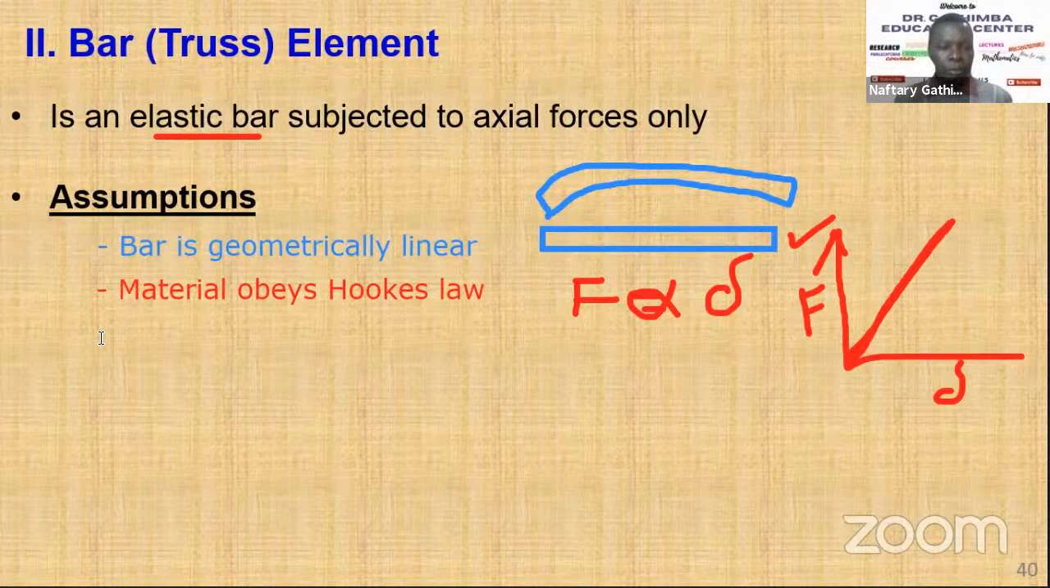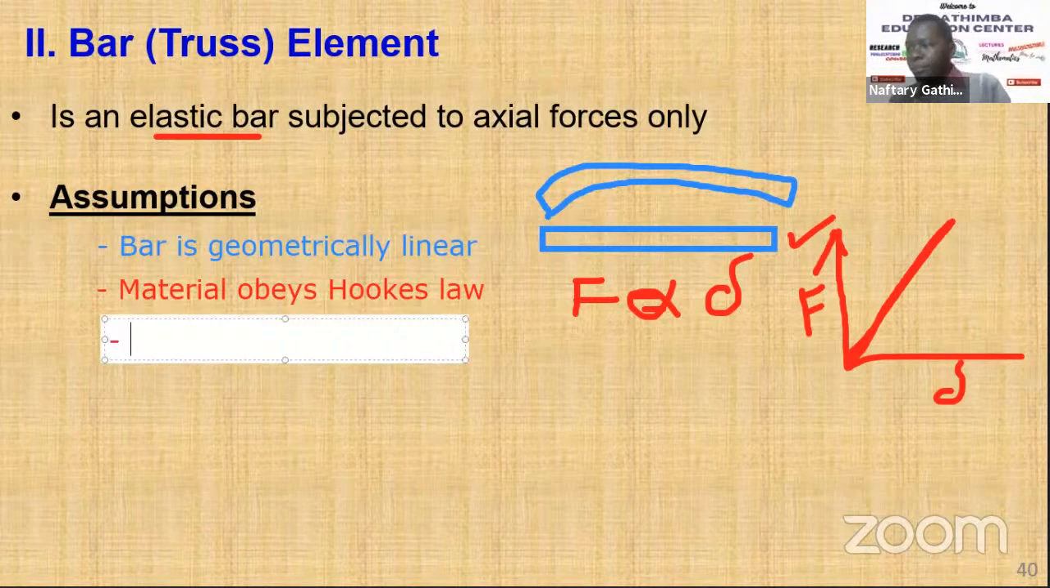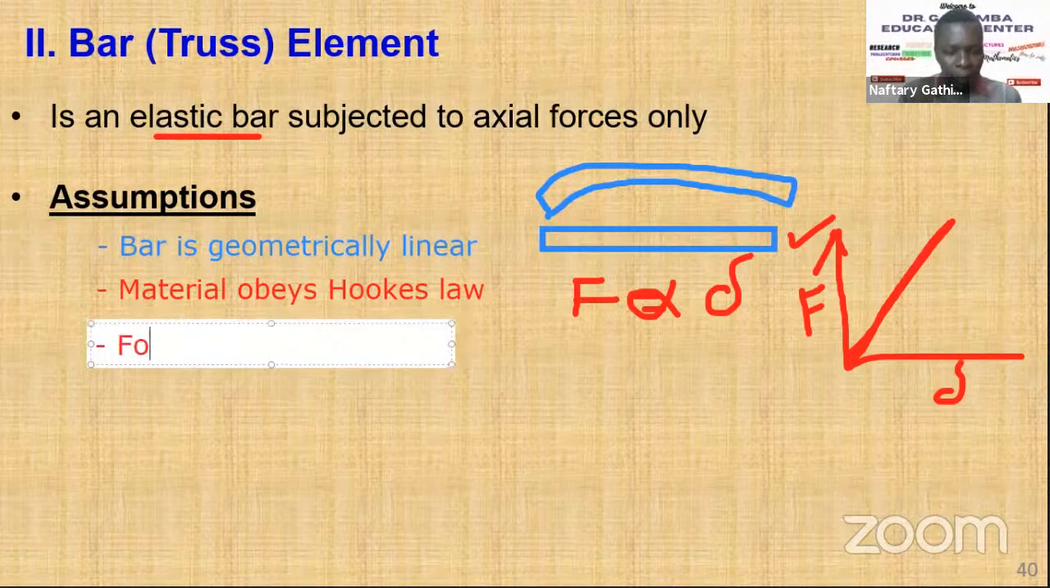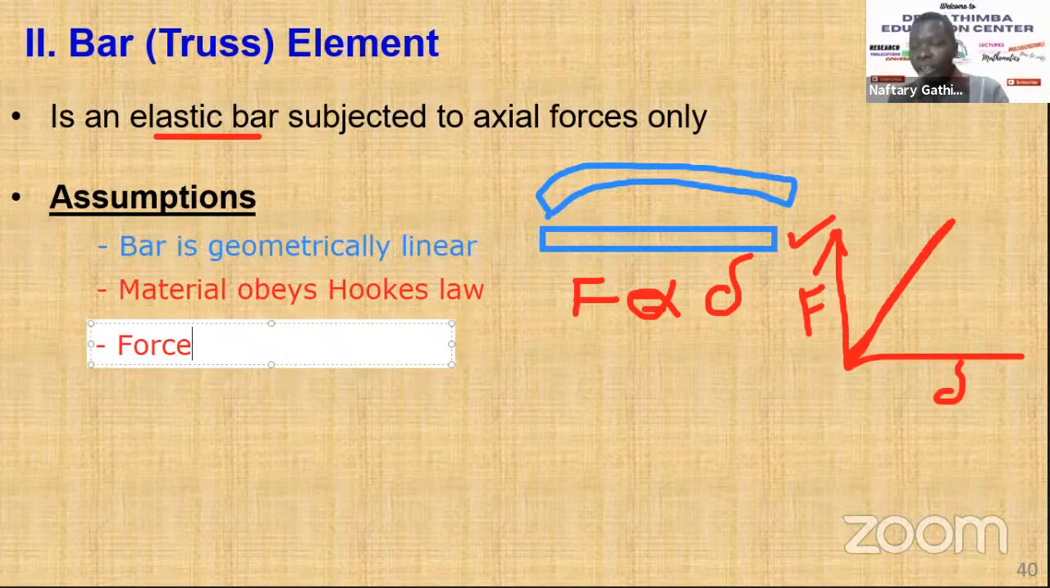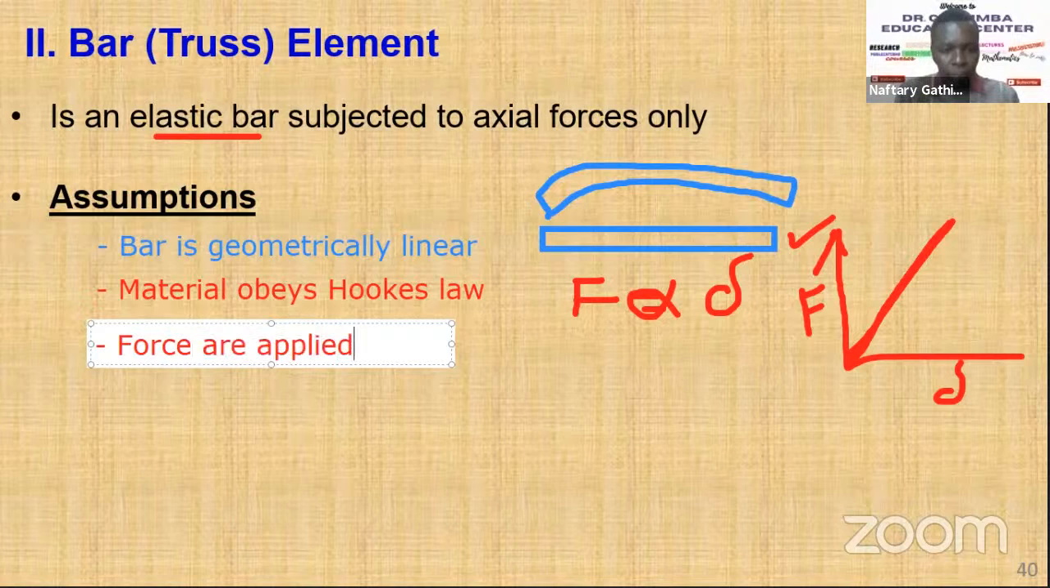Then the other assumption that we make is that forces are applied only at the nodes. This is obvious because remember the bar is also called the truss element. And I'm going to just show you the difference between the truss structure and the truss element. So forces are applied only at the nodes, or only at the edge of the bar.